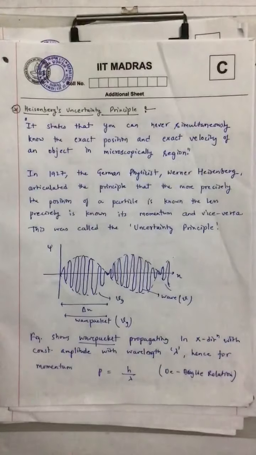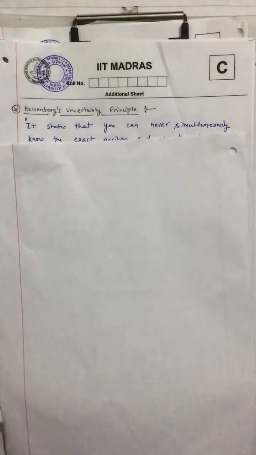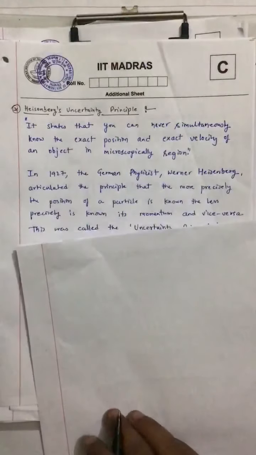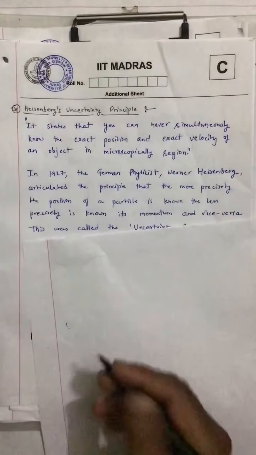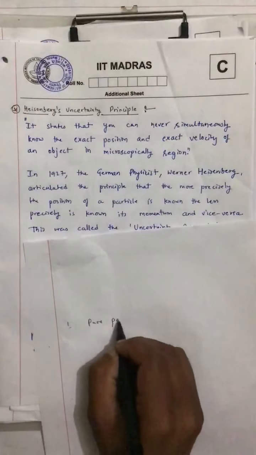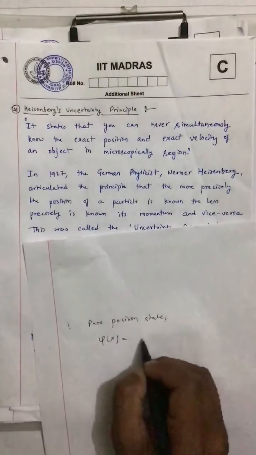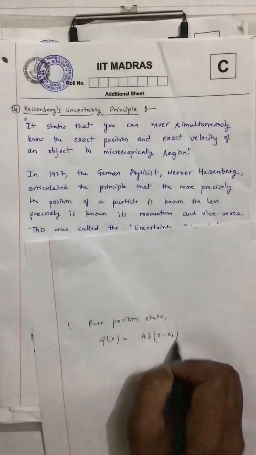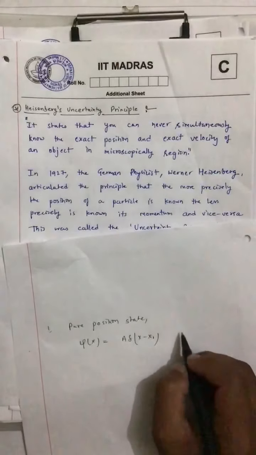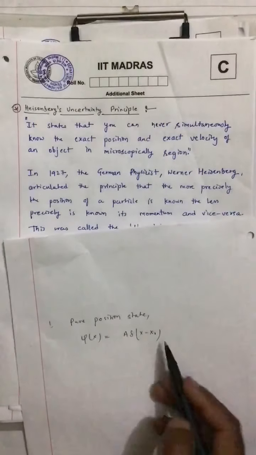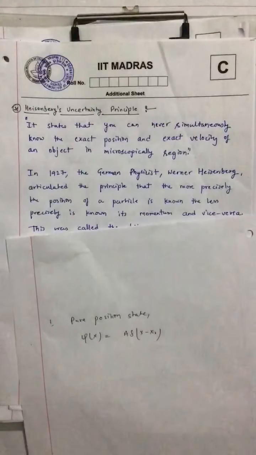So again, if I tell you a little bit of that, two things are ruled out in quantum mechanics. The first one is the pure position state. For a pure position state, the wave function is a delta function. And by the properties of the delta function, at a certain value x equal to x naught, or x equal to 0 if the position is 0, the value of the function is infinite at this position.